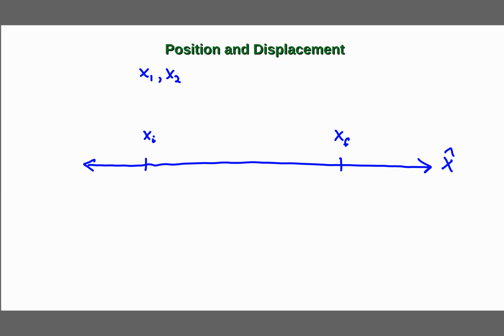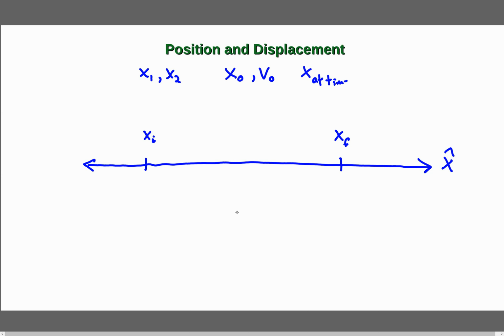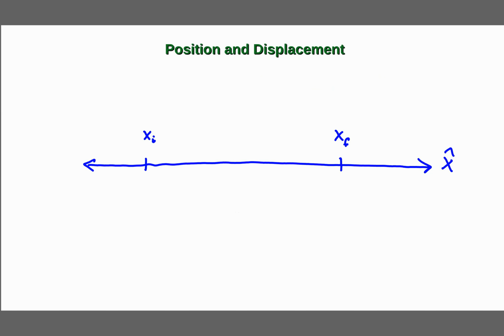So I like to use x sub I and x sub f, and as we go on in the class you'll see that we use something called x naught or v naught, and the sub 0 means at time 0. So we'll have x at time 0 equals x naught. But for now, let's stick with x initial and x final.